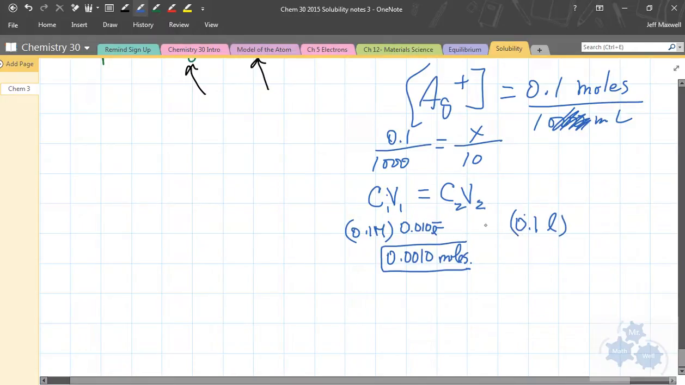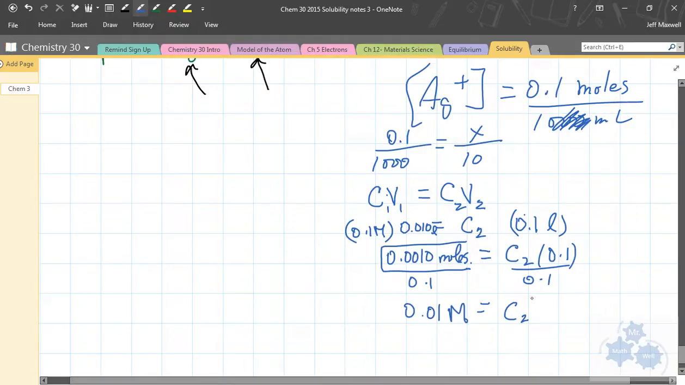Okay? So now you can solve for C2. And so then we would have C2 times 0.1, and divide by 0.1. C2 then is going to be what? 0.01 molar. That's going to be your concentration of silver ions.